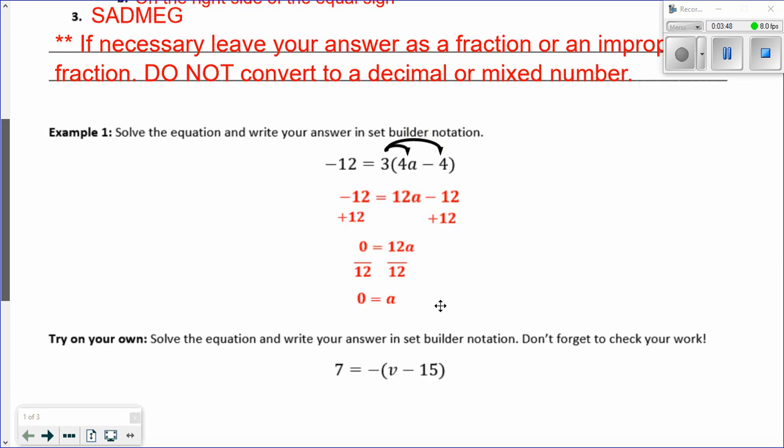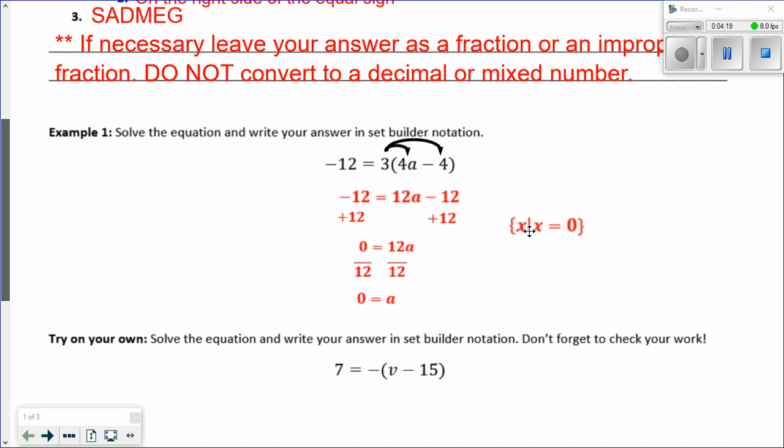And that's my answer. I could always check my answer by plugging it back in for a to make sure it is correct. When I plug it back in for a and then simplify it, if it's correct, it'll equal negative 12. If it equals something else, I made a mistake and I need to check my work again. So now I need to write it in step builder notation, which just means I'm going to rewrite it. Instead of an x, I should have an a here.